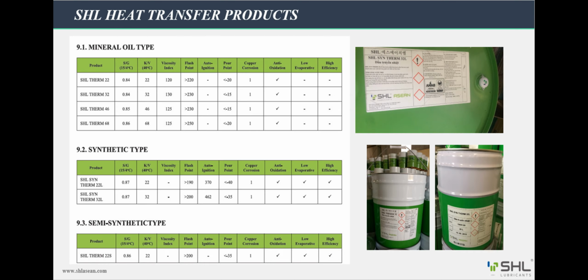As for products of our company, SHL Heat Transfer Oil. We have a range of heat transfer oils: mineral base oil, synthetic base oil and semi-synthetic oil. Regarding mineral base heat transfer oil, we have the products SHL Therm 22, 32, 46 and 68. In the synthetic base line, the two main types we provide to customers are SHL SYNTHERM 22L and SHL SYNTHERM 32L. There is also a semi-synthetic type, which is a blend of mineral and synthetic base oils. The parameters are shown in the table.